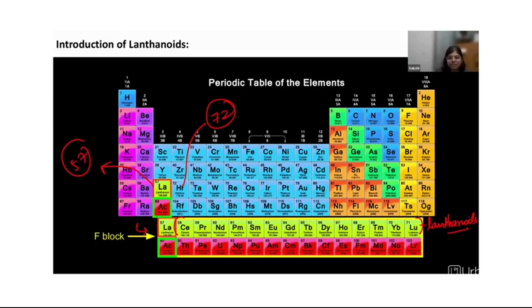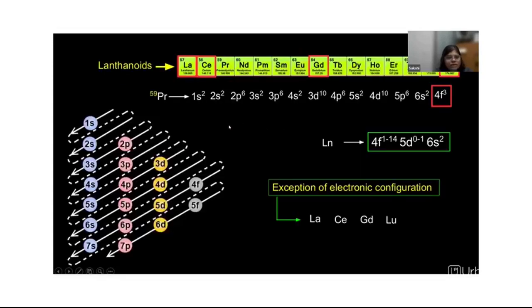Similarly, we have actinium and rutherfordium, and in between them starts the actinoid series. But today we are going to talk about the lanthanoid series only. So the lanthanoid series is present in the F block. They start from cerium and end at lutetium. There are 14 elements in the lanthanoid series. Okay, let us move forward. I hope you can now recognize where the lanthanoid series is present, right? Okay, so let us see.